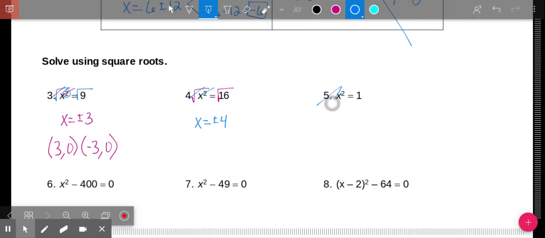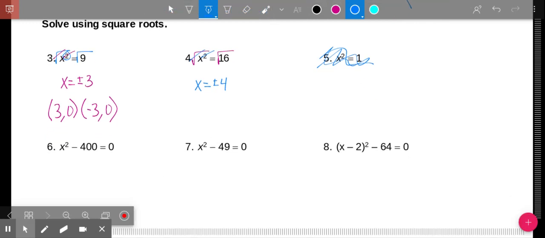We're not going to worry about number 5. It's the same process. I put a lot of those on here.